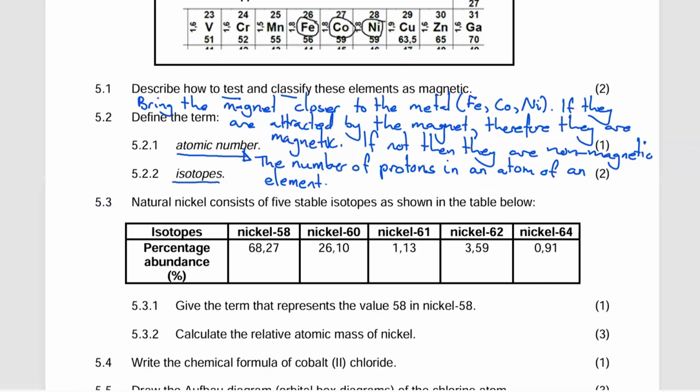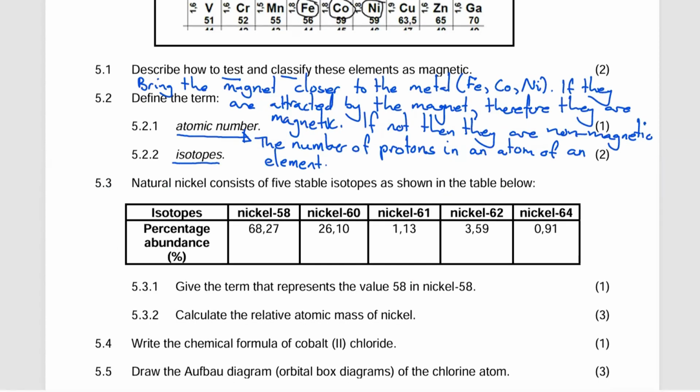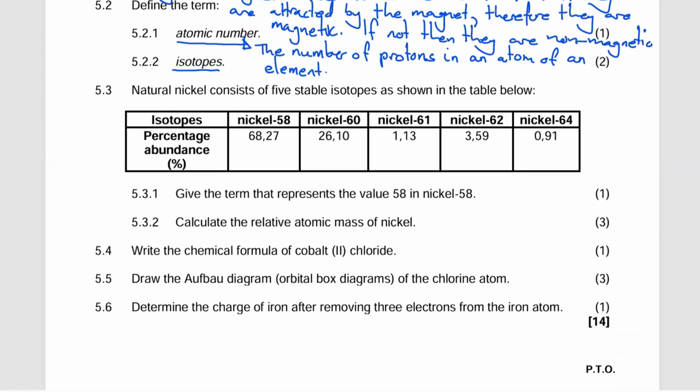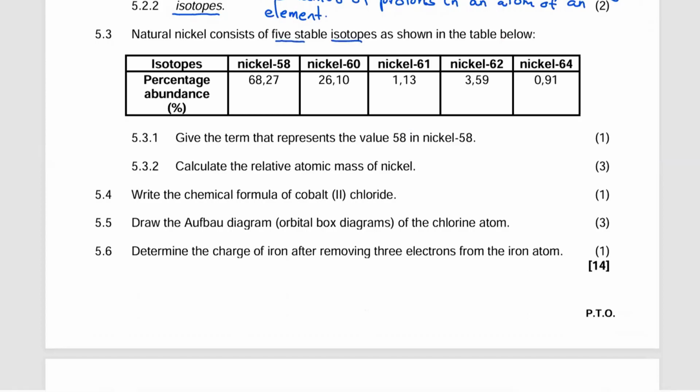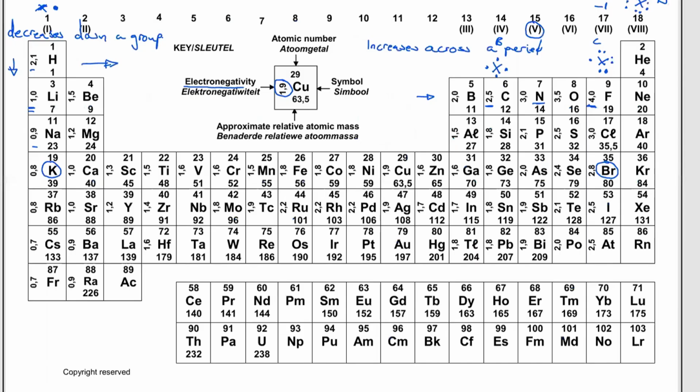Back to the question. It reads 5.3: natural nickel consists of 5 stable isotopes, as shown in the table below. Give the term that represents the value 58 in nickel. To make things easy, we're going to go through our periodic table and look for nickel. This is our nickel.